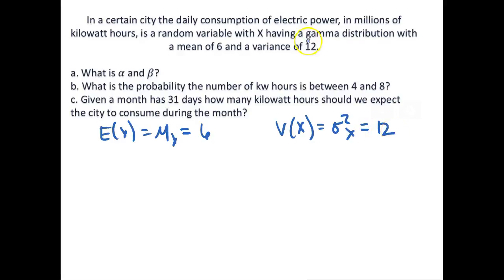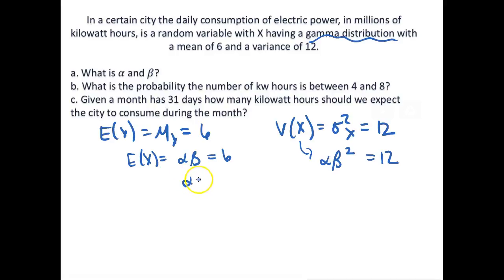Well, because we know that this is a gamma distribution, we happen to know that the average, the expected value, is equal to alpha times beta, and this is equal to 6. And so the variance is then equal to alpha times beta squared, which in this case is equal to 12. So now we have two equations and two unknowns, so we can solve for one of the variables in one of the equations. Let's first solve for alpha in this equation. Alpha is equal to 6 over beta.